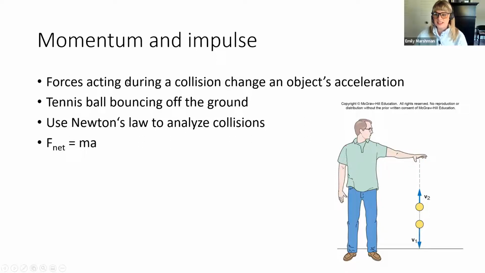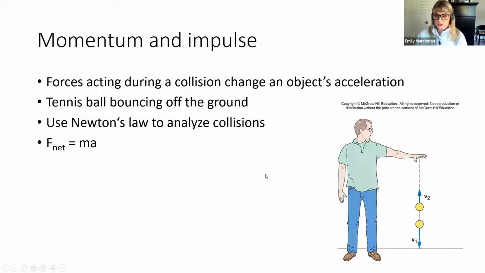We're discussing now what happens during a collision. What happens when an object interacts with another object? When I drop a ball on the ground, what happens during the collision between the ball and the ground? Well, when the ball interacts with the ground, we know that there are forces. Newton's third law says that the force that the ball exerts on the ground is the same force that the ground exerts on the ball, except they're equal and in opposite directions.